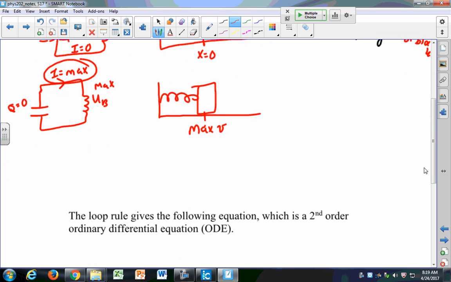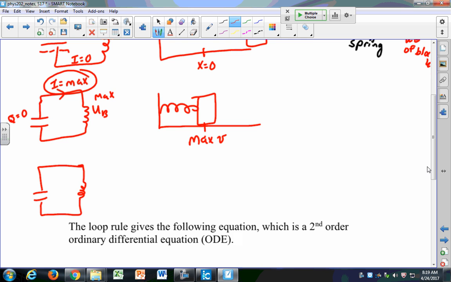My third scenario, where I now have charges that are, the capacitor is fully charged, but notice that they're on opposite sides of the capacitor. My current is 0. And this is going to be like the scenario where my block is to the left of the equilibrium position. V is equal to 0 here. So my potential energy is at its maximum value at that point.